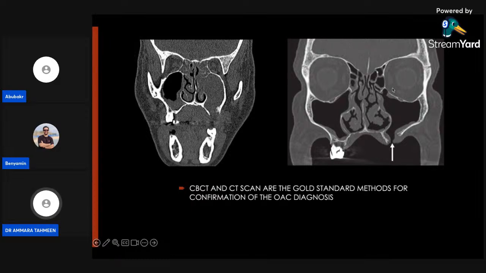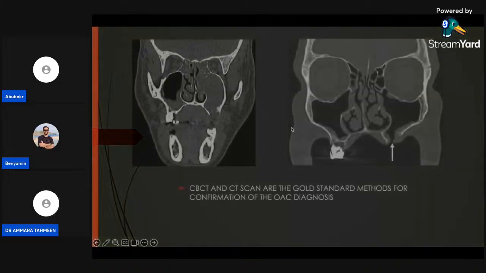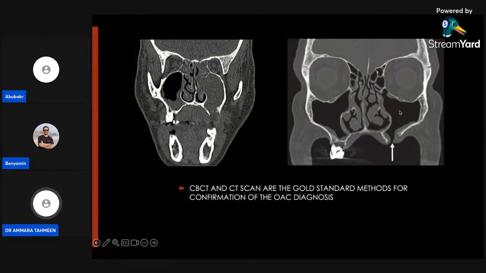Again, you can see in the next image, this is again the maxillary sinus, and this is the disruption of the floor of the maxillary sinus. So there is a communication between the oral cavity and the maxillary sinus. So as you can see, from this image to this image, you can differentiate. There is a clear radiolucency noted, and here you can see enhanced radio-opacity. That implies there is a thickening of the sinus membrane.